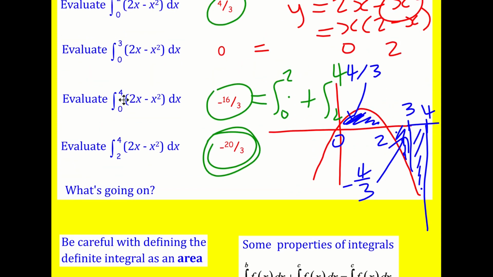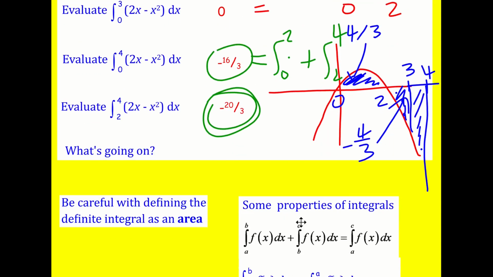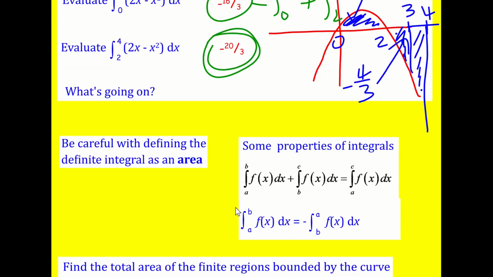I said that the integral between 0 and 4 is the integral from 0 to 2 plus the integral from 2 to 4. You can always do that. Now, it won't give you areas as such because of this issue, but this is a fact. And I've asked you to have a go at proving this on a problem sheet.